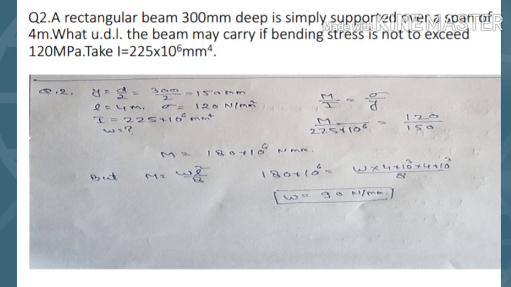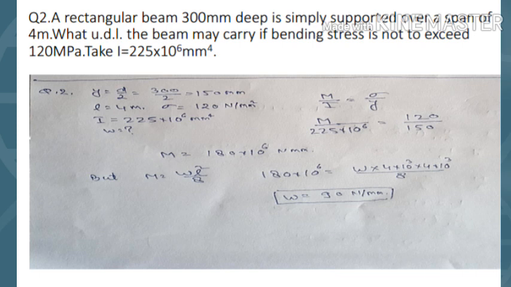In this question we need not determine the value of I, since it is given as 225 into 10 power 6. y can be determined by depth by 2. Depth is given as 300 mm, so y will be 300 by 2, that is 150 mm. Now the bending stress sigma equal to 120 megapascal, or we can say 120 Newton per millimeter square. Now by using the formula M upon I equal to sigma upon y, putting all these values, we will get M equal to 180 into 10 to the power 6 Newton millimeter.